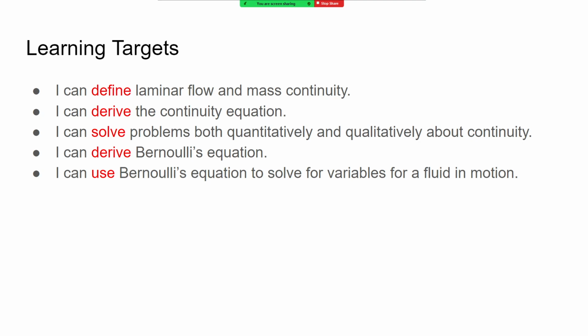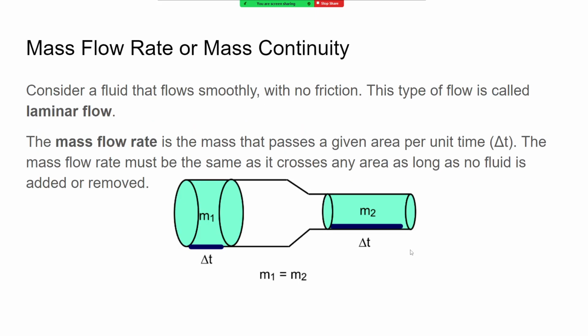I can derive Bernoulli's equation, so Bernoulli's equation will have a lot to do with the continuity equation that we talk about. And then I can use Bernoulli's equation to solve for variables for a fluid in motion. So Bernoulli's equation and the continuity equation are both for fluids that are going to be in motion. And once again, the continuity equation is quite complex, just because of how many terms are in it, but it really is not that difficult. At least I'm hoping that you agree with that.